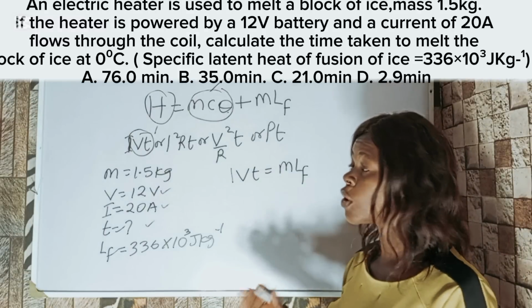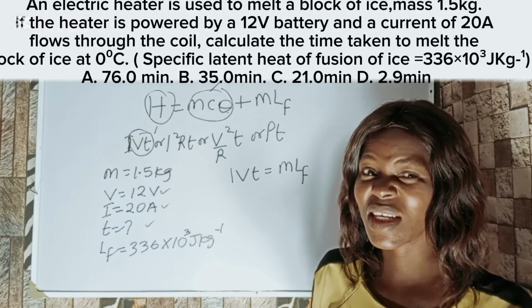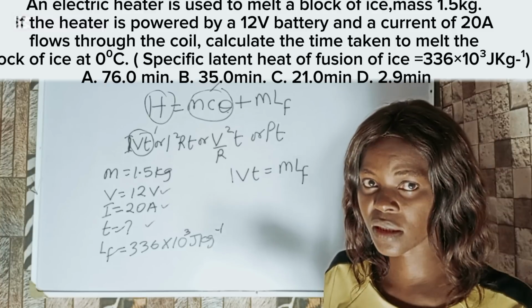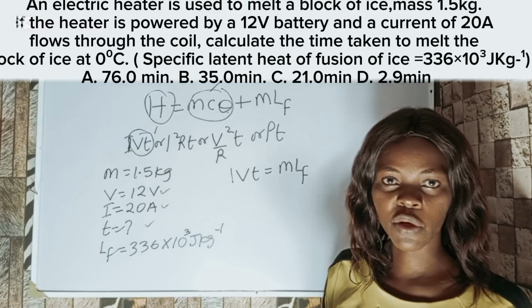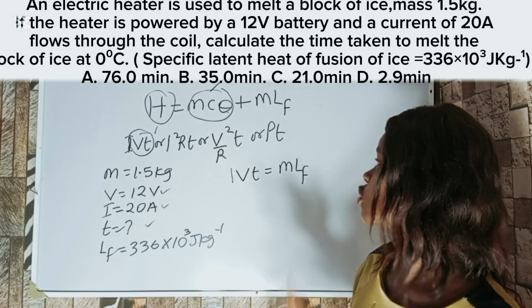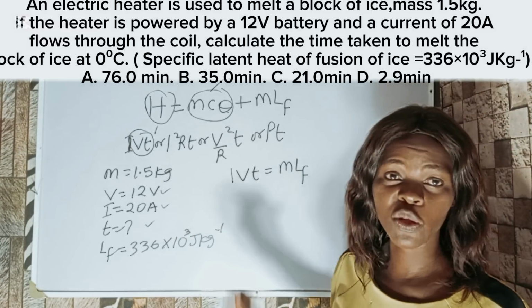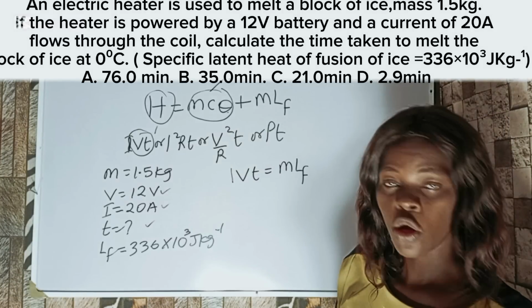So why I gave you all this explanation and all these formulas is because in case you see something similar to this, you can know the formula to use and solve it. In some questions, you might have power and time. So you're going to use PT in place of quantity of heat, which is H.